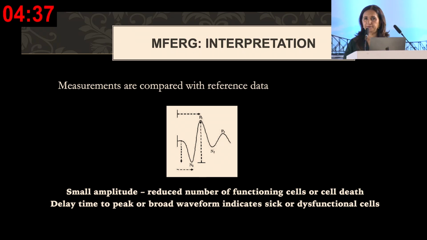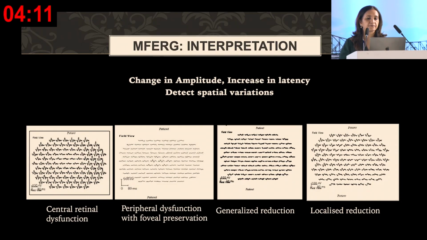So here again, just like in full field ERG, whenever you interpret a full field ERG, you must look at two parameters. One is the amplitude and the other is the implicit time. Usually, the rule of thumb is that a decrease in amplitude means the number of cells responding is less. So there is cell death. But if there is a delay in implicit times, it usually means that cells are present but they are not firing, they are not functioning properly. So this is again the interpretation.